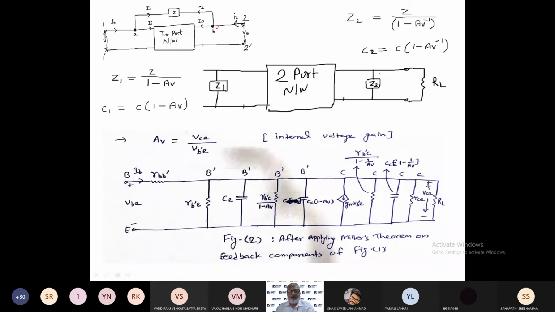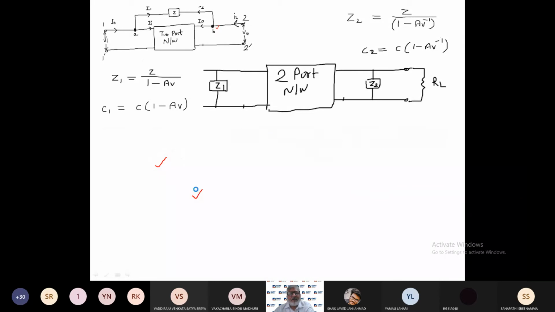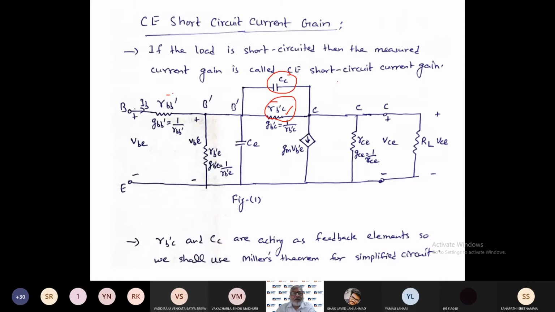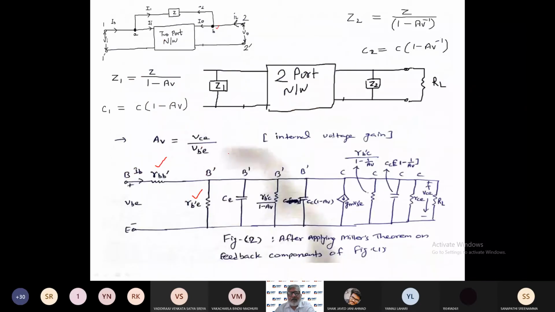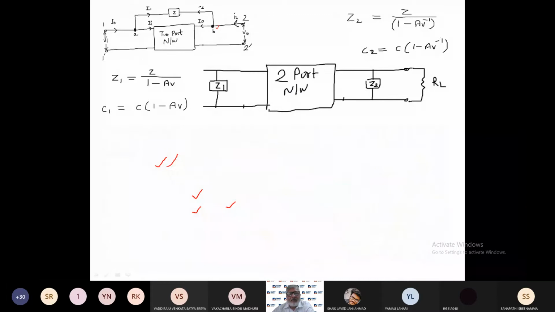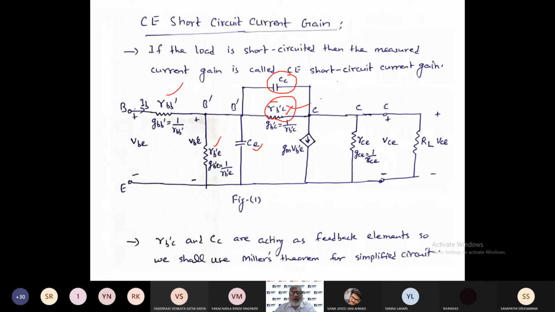So now you can see this diagram. In this diagram there is no change. Already RBB', RB'E was there. You can see here RBB', RB'E, and this CE. These three things are already there. So you can find in this diagram also these three things: this RBB', RB'E, and this CE. Now what I have done, this RB'C, I have connected at the input side by using Miller theorem.